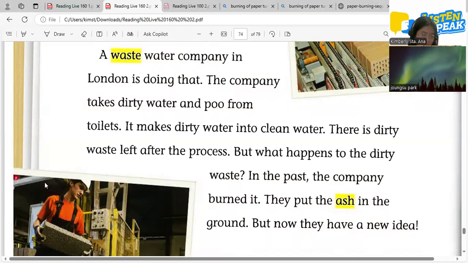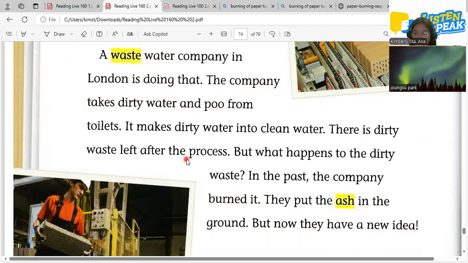Okay, so this kind of house, they started doing it in London. What kind of company makes this kind of houses? A wastewater company. A wastewater company makes this kind of houses.